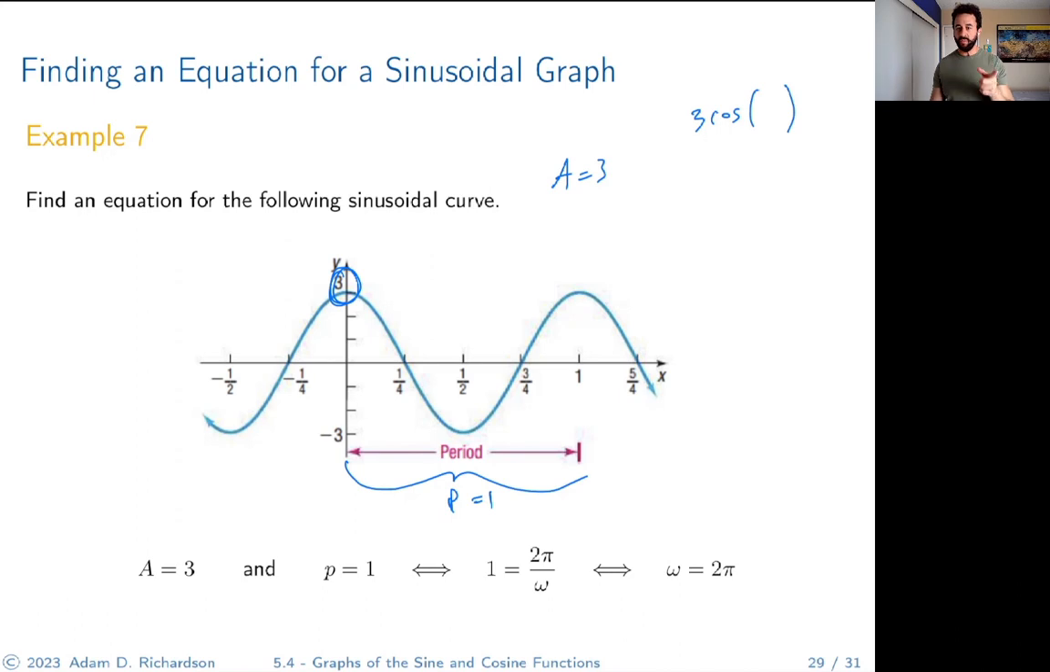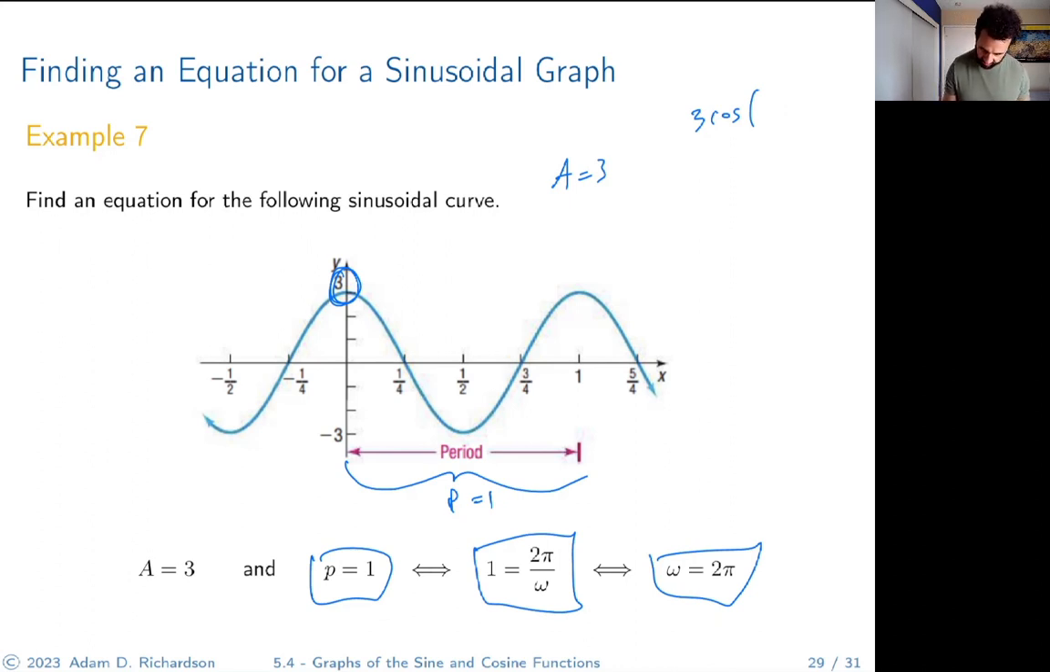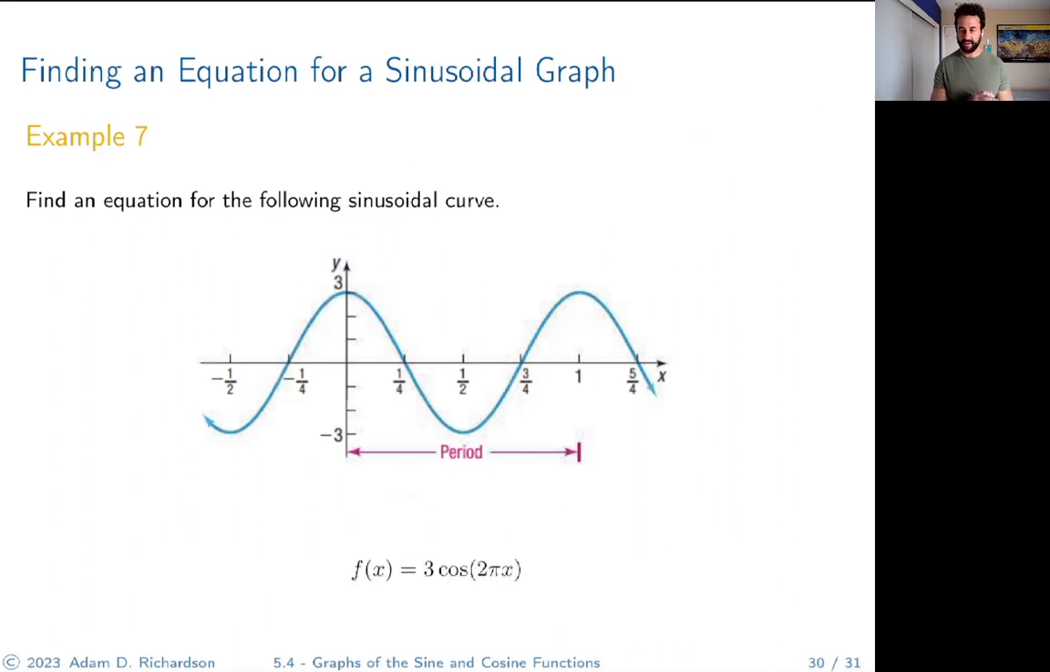Okay, well, if the period is equal to 1, and we know that the period is 2 pi over omega, we can solve that for omega. That's what's going on right here. So the period is 1. So that means 1 is 2 pi over omega, which means omega is 2 pi. So last but not least, we can put this together, and this is what our function is going to look like: 3 cosine 2 pi x. All right, let's see. Is that right? Yes, that's it. And so that's what our function looks like, 3 times cosine 2 pi x.